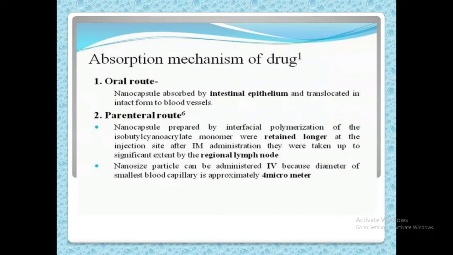This is possible because the diameter of the smallest blood capillary is approximately 4 micrometer. Even if you take the smallest minute capillaries, called minute blood sinusoids, they have approximately 4 micrometer diameter. That is enough for a nanocapsule to enter, because nanocapsules are smaller than even the minute blood capillaries. So you can directly inject them into the blood vessels. That is also a parenteral route of injection of the nanocapsules.